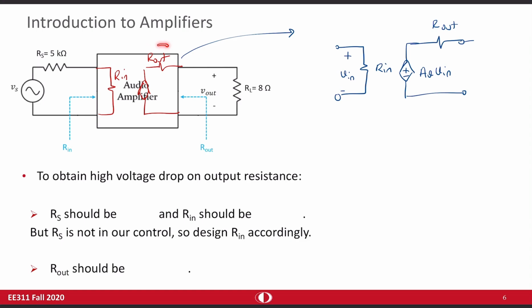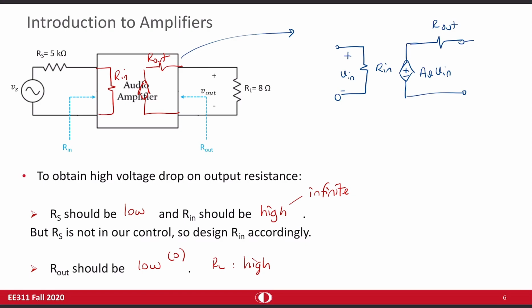Similarly, you want Rout to be 0 because you don't want to lose any signal on Rout. You want to convert all this output on top of the speaker or the load. So in that case, Rs should be low, Rin should be high or infinite. And similarly, of course, you want Rout as low as possible, maybe 0 if possible, and RL to be high.